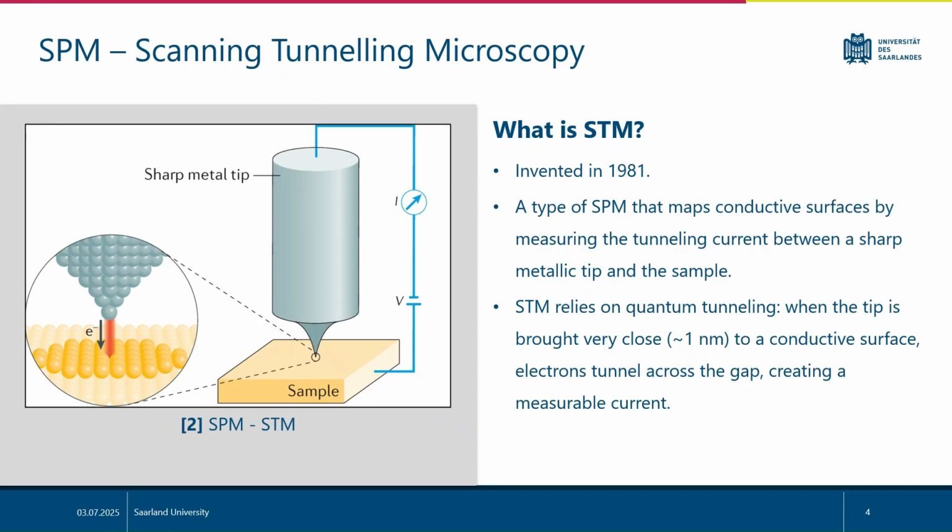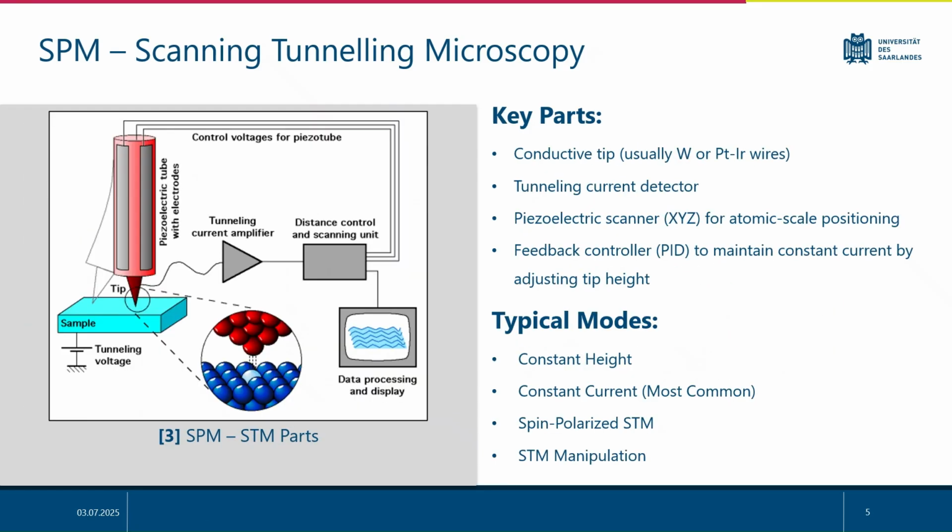The first method we are going to be talking about here is STM, or scanning tunneling microscopy, which was developed in 1981 as the first SPM technique. It uses a conductive tip placed within 1 nanometer of a surface, allowing electrons to quantum tunnel between them. The tunneling current is exponentially sensitive to distance, which is why precise control of the tip height is so critical.